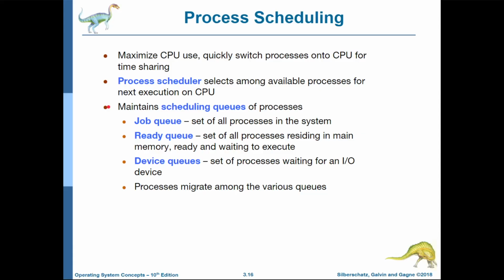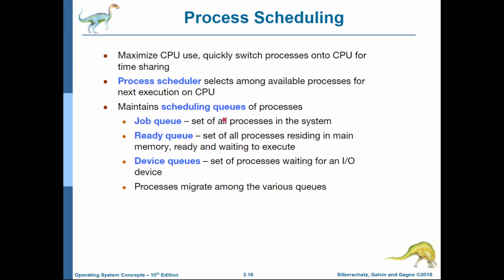As I stated in the previous lecture, we need to maximize CPU use. We need to quickly move from one process to another in order to make the system in general look efficient. An operating system uses a process scheduler to decide between different processes and to make that particular context switch. Now, the process scheduler maintains different queues.